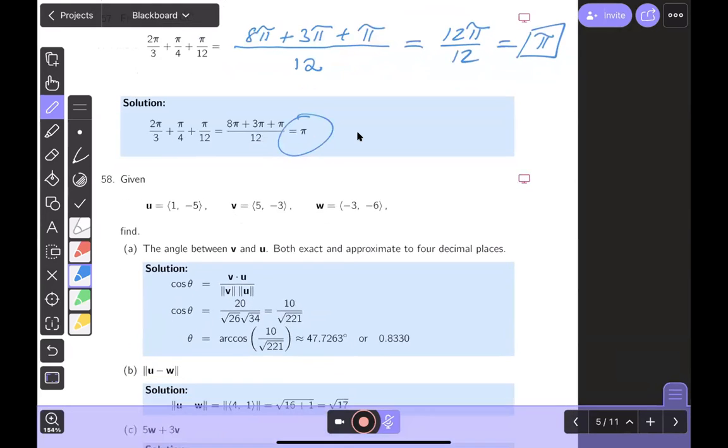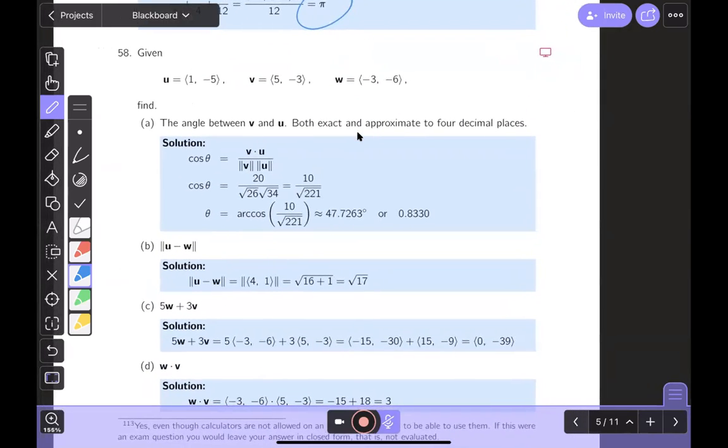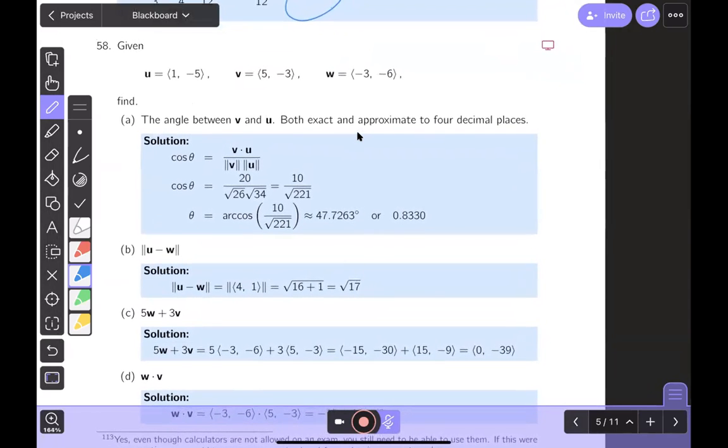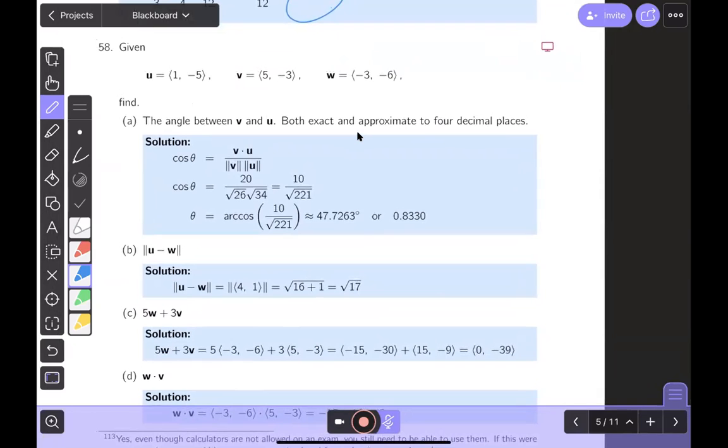All right, let's go to the next one. Next one's a vector problem. I see U, I see V, I see W, and they want the angle between U and V. All right, put this on the side for you.